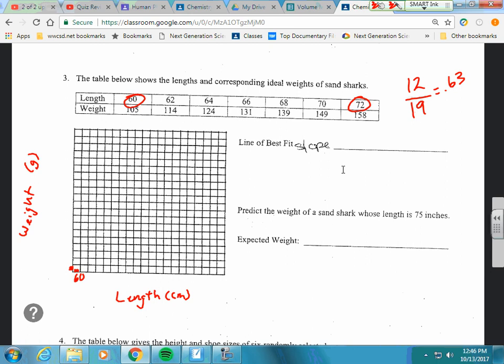Oh, it does. You're right. Thanks for pointing that out. So that's good. I already put centimeters, but there's our indicator that they're talking about inches. Good job.